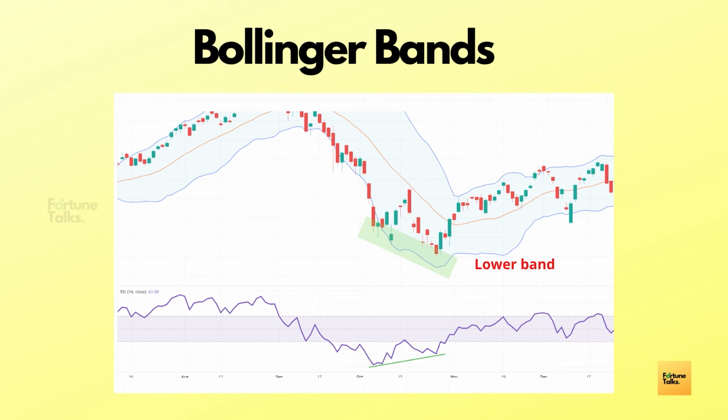Now on the other hand, if the price is trading at the lower Bollinger Band and when you look at the RSI, it shows a bullish divergence. This indicates a strength in the market and the price is expected to move higher and you can always take a long entry.